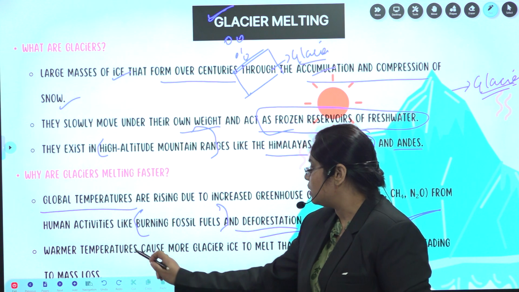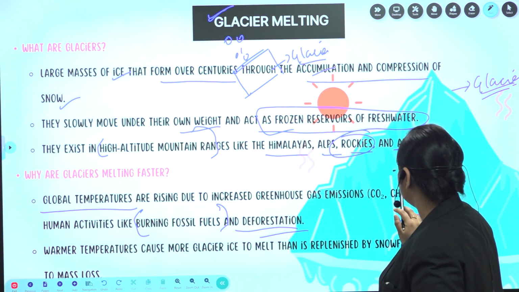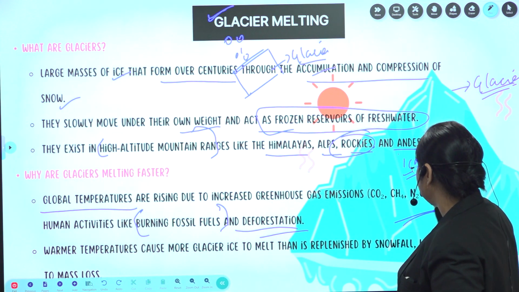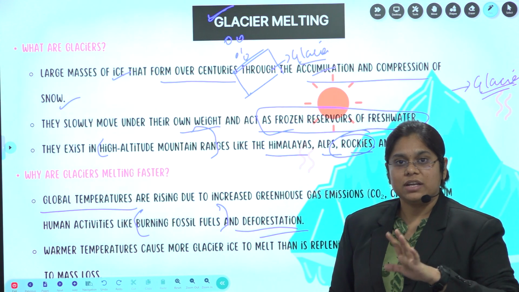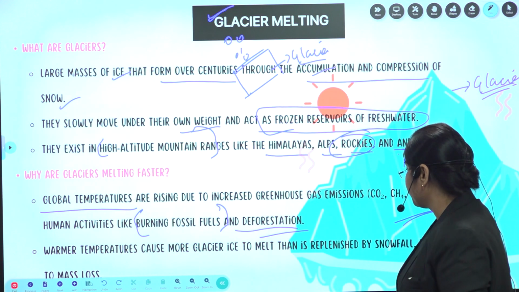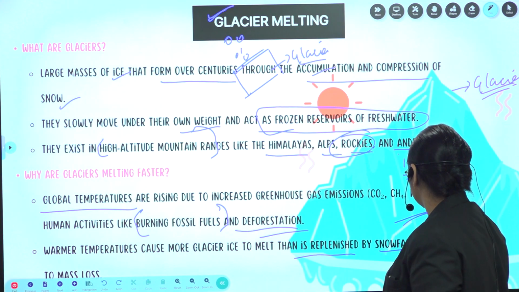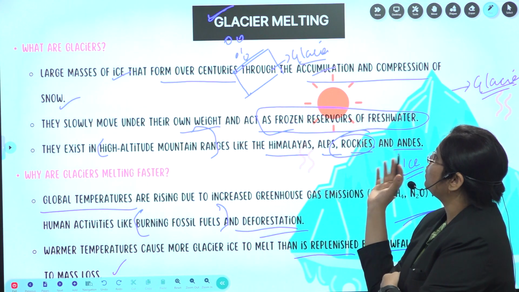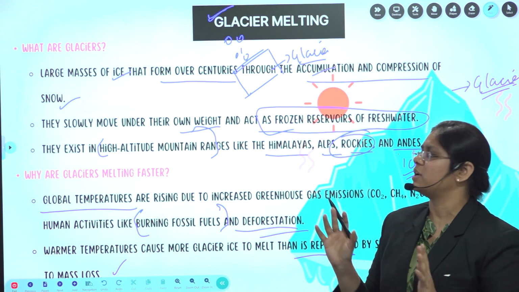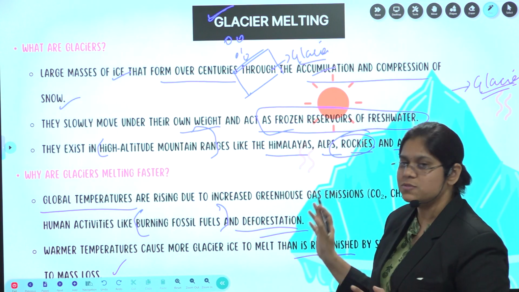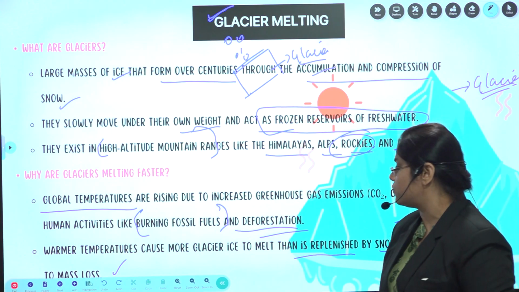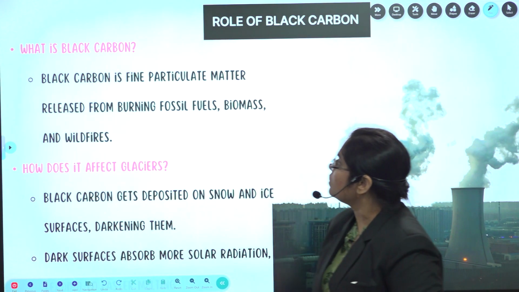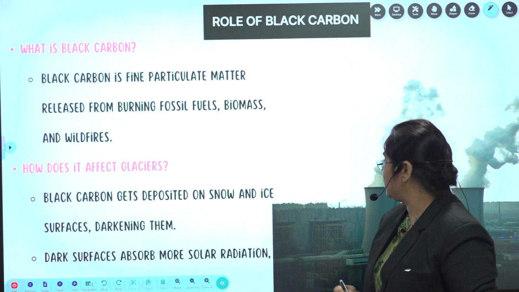Now, what is happening? These warmer temperatures are causing ice to melt easily within very few years. It is then replenished by snowfall, leading to mass loss. So simply, what is glacier melting? Melting of glaciers. What are glaciers? Large masses of ice formed due to the accumulation of snowfall.